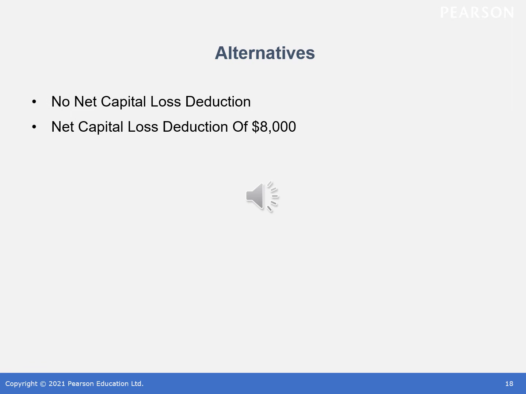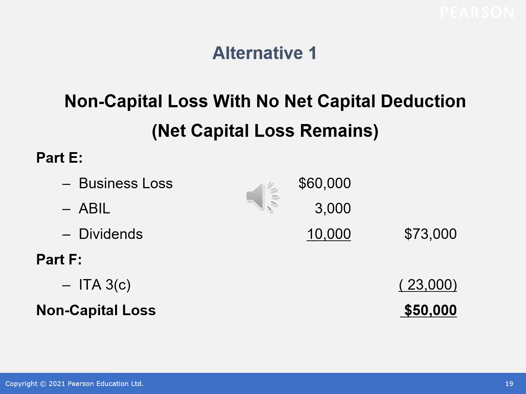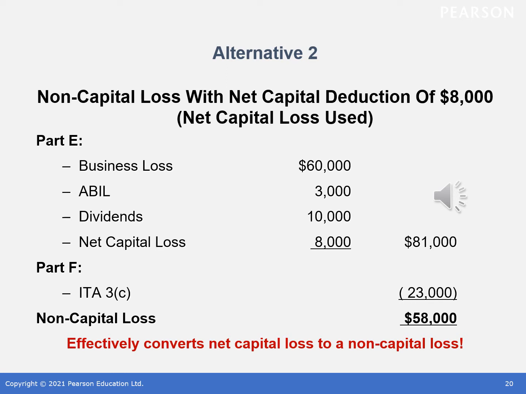However, there are a couple of alternatives that the organization could consider, such as no net capital loss deduction or a net capital loss deduction of $8,000. Under alternative 1, where we have a non-capital loss with no net capital deduction, we'd start with a business loss of $60,000, add the loss from the investment loss of $3,000, the allowable business loss, and the dividends of $10,000 for a $73,000 net loss. Add in the Income Tax Act Section 3 loss of $23,000, add that back, and you'd have a non-capital loss of $50,000.